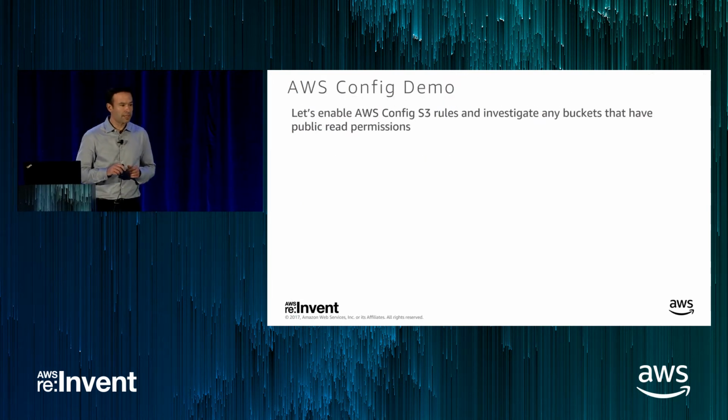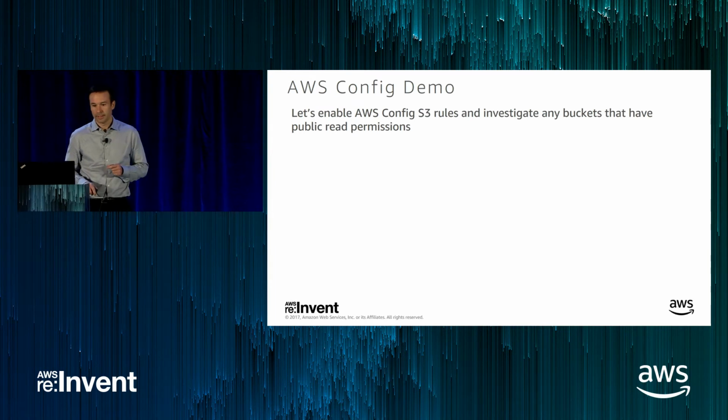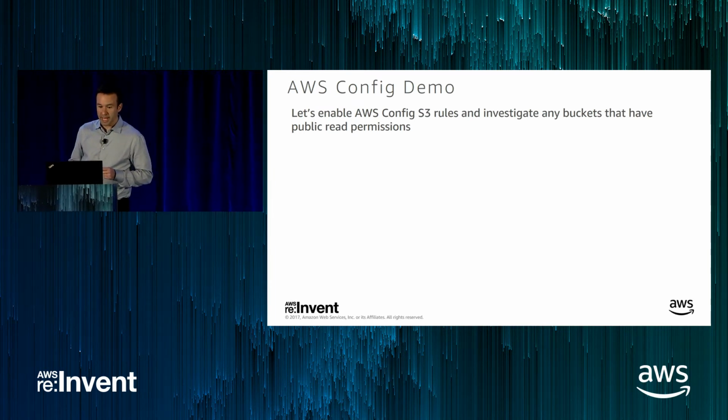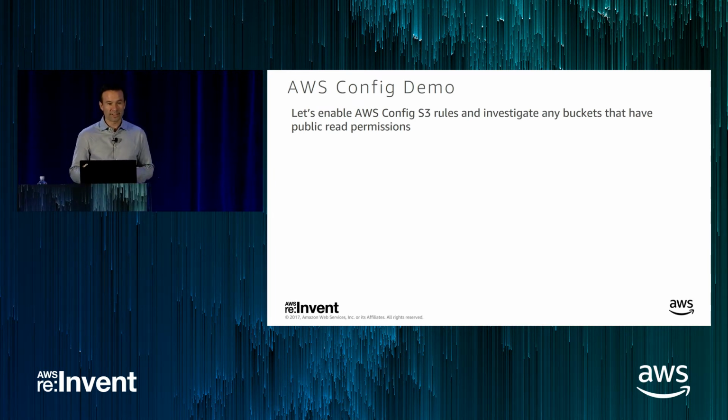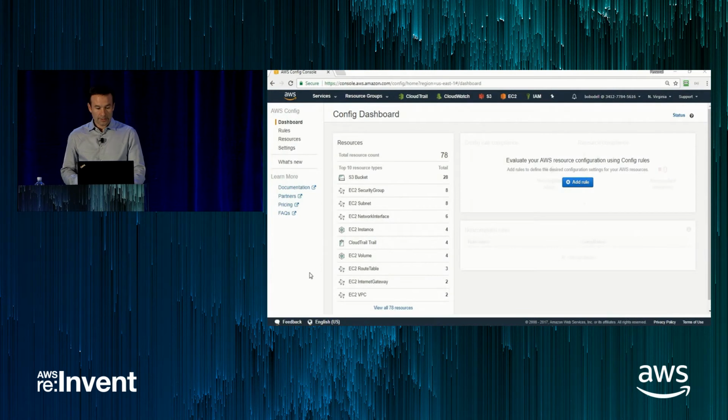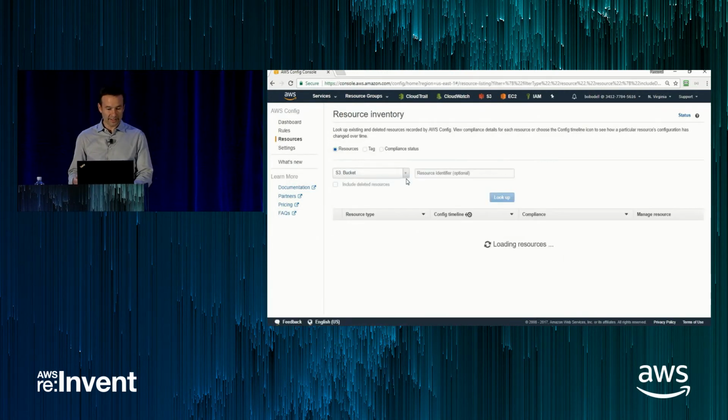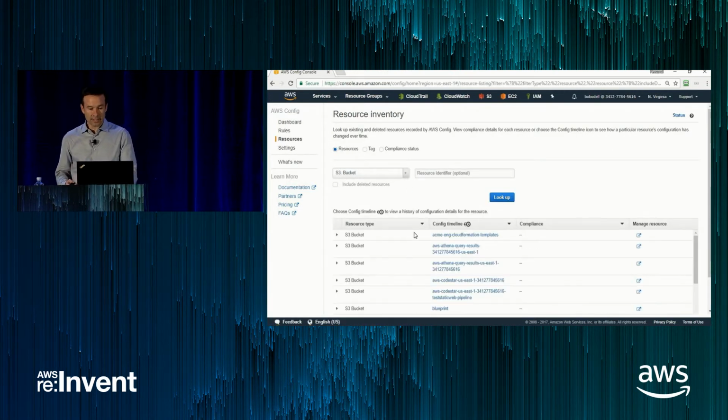So let's look at a quick demo with Config. What we'll do is enable these two Config rules to see in our environment what is open to the public. The first thing we'll notice on the Config dashboard is a list of my resources within this region. You can see the number of buckets, network interfaces, security groups, and instances, and I can drill down into those.